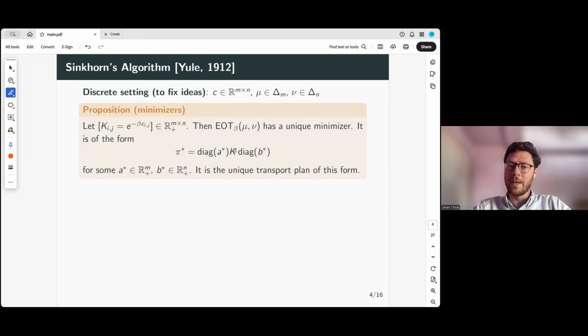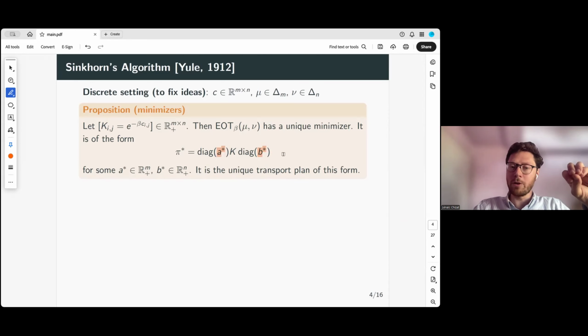It will be this matrix K that you scale on the left and on the right by some diagonal matrices with on the diagonal some vectors A and B, which are unknown, and that's what the algorithm needs to find. These vectors are positive vectors, and they're related to the Lagrange multiplier associated to the marginal constraints of the discrete optimal transport problem. And an interesting fact as well that you get by writing this optimality condition is that as soon as you have found a transport plan which is of this form, you know that it will be optimal for the entropic optimal transport problem. Okay, so that's a property that is also useful.